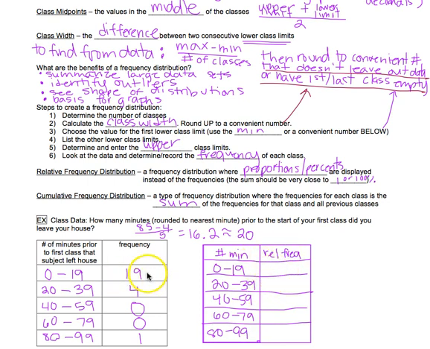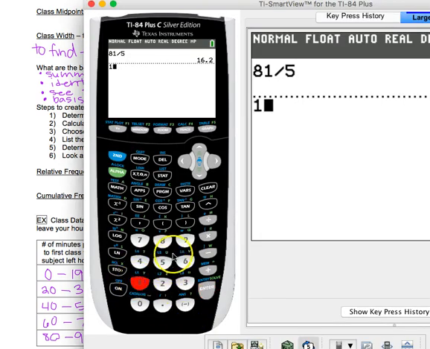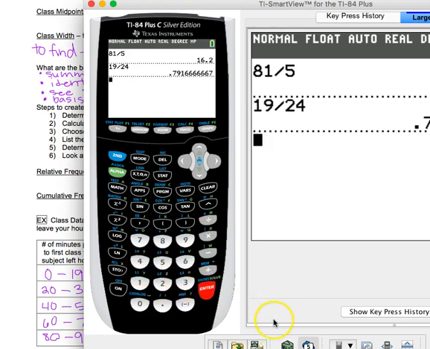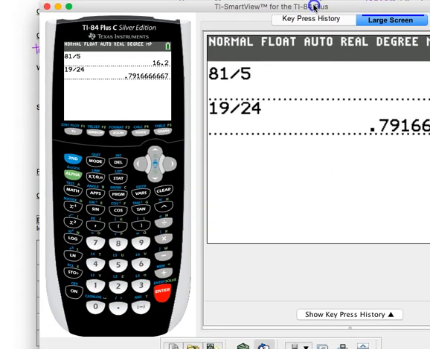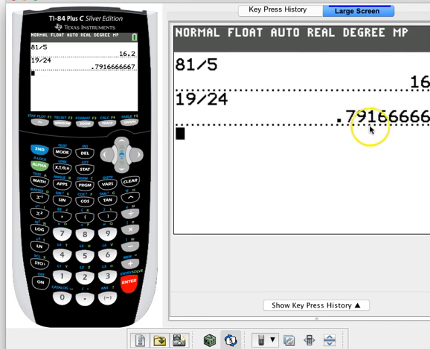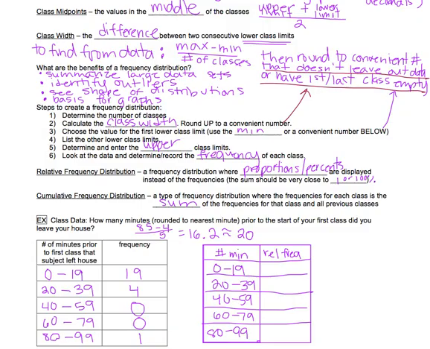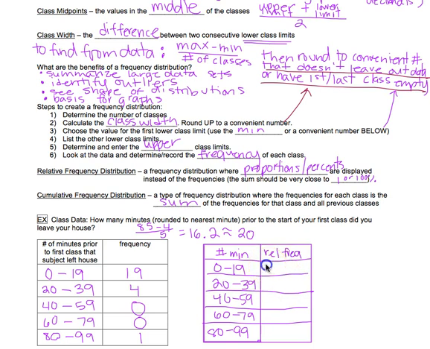So 19 out of those 24. So 19 out of 24. So I would say approximately 79.2%. Or, you can just do 0.79 if you were looking at proportion. So about 79.2%.